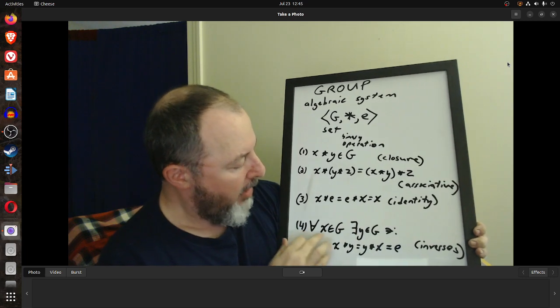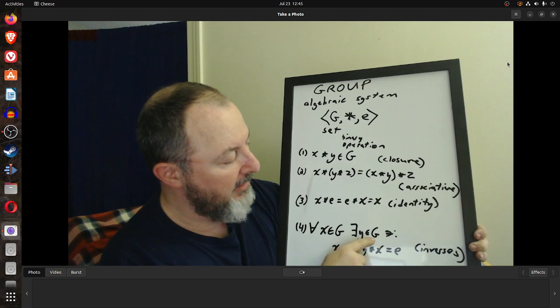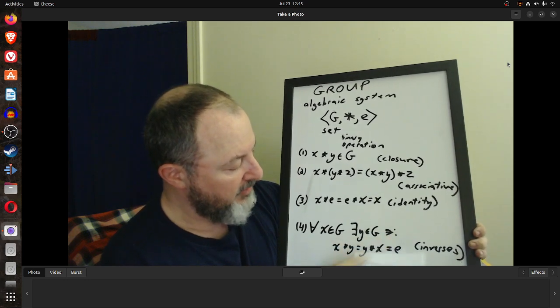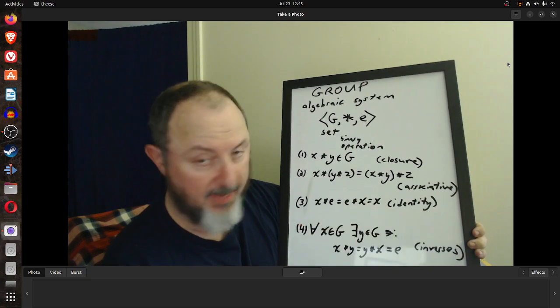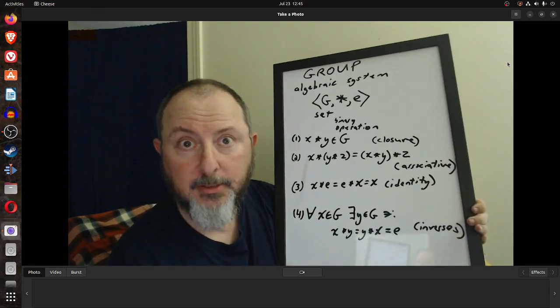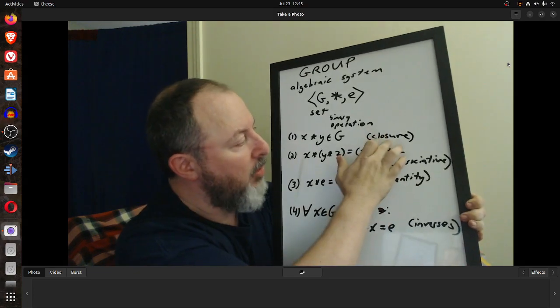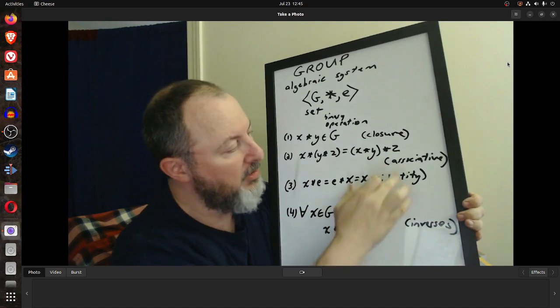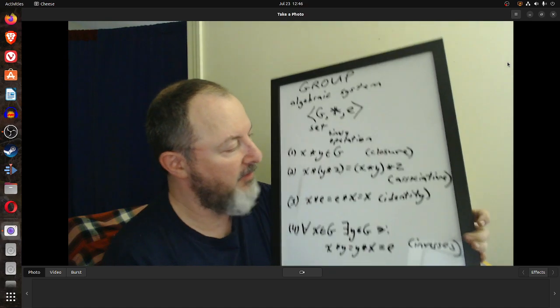And for all elements x in your group G, there exists a y in G such that x times y and y times x is the identity. So in words, your group has to be closed under the operation, associative, have an identity, and have inverses.